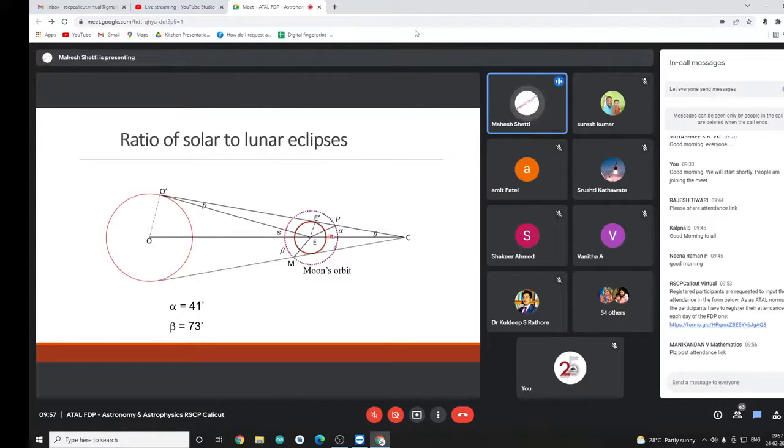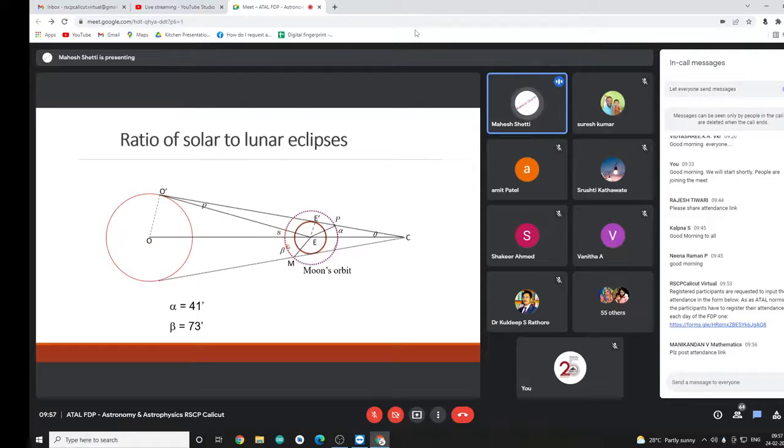Because we know that the radius of the Moon's orbit is 60 times the radius of the Earth. Showing all that to scale in the diagram is not going to be realistic on a small screen like this. So let's assume this, and we are going to put the numbers correctly while doing the calculations.